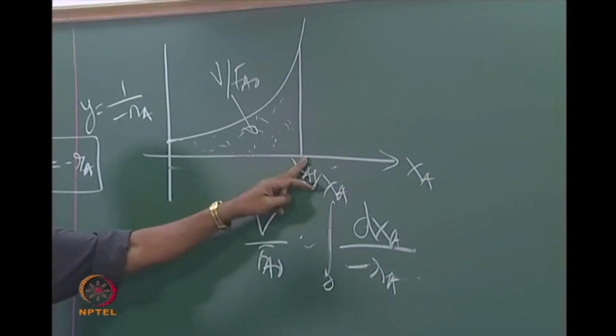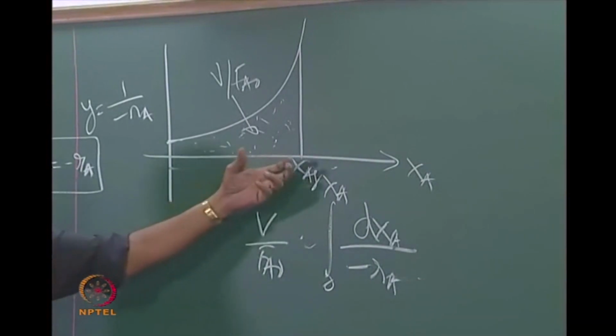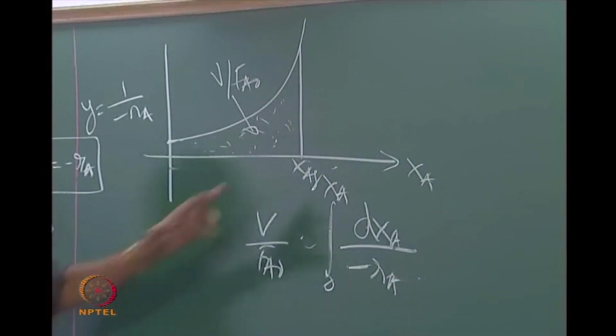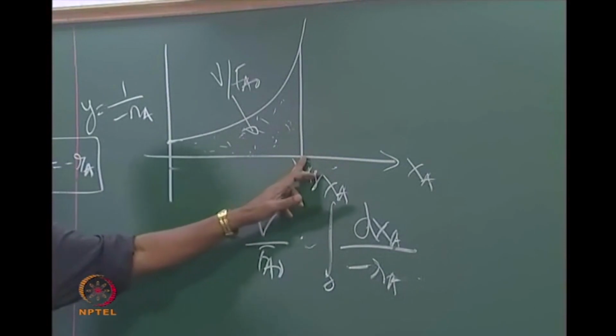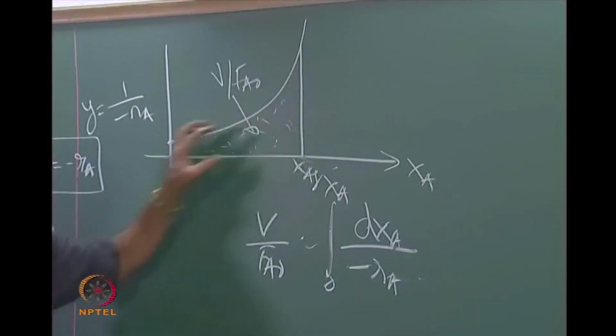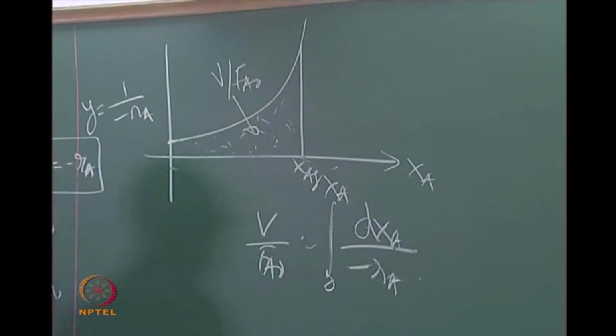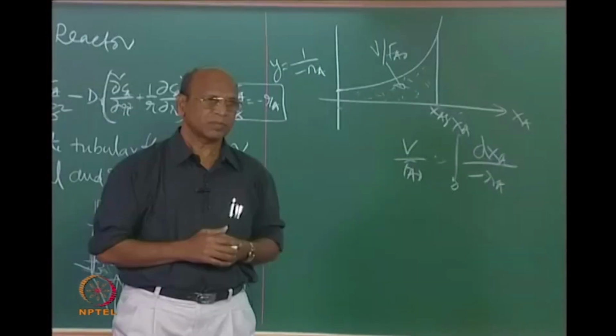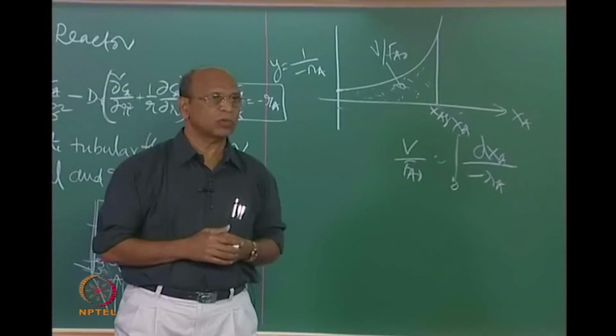If it is a new reactor, you are designing a new reactor, so you have to calculate the volume. That means you draw a line, because XAF you know, you assume 90%, draw a line and then count the area. If you are doing simple graphical integration, that will give you V by F A naught. What do you do if I have the volume already and I want to find out the conversion?